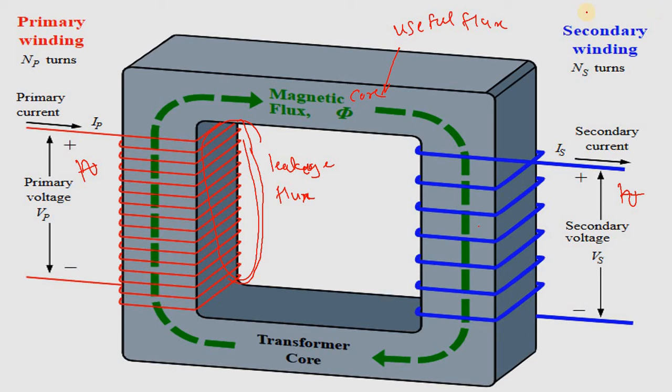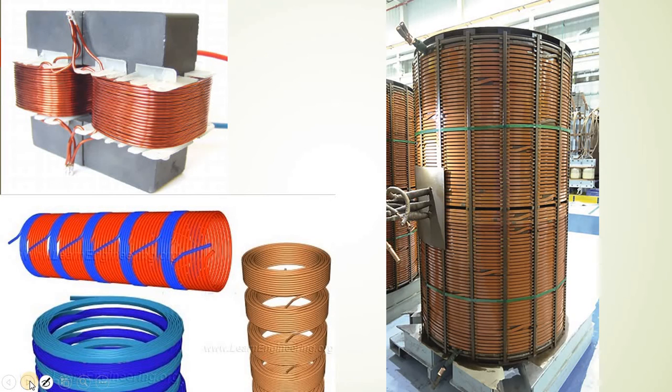That is the rate of change of flux linkage with the secondary coil. That is called dφ/dt. Okay, dφ/dt is called the induced EMF. That induced EMF will be there in the secondary coil. Okay, that is called a statically induced EMF.